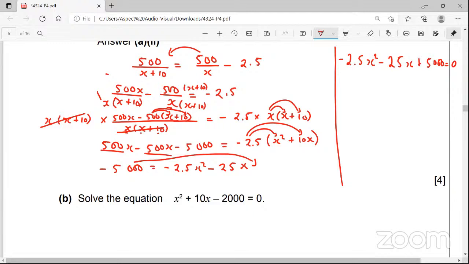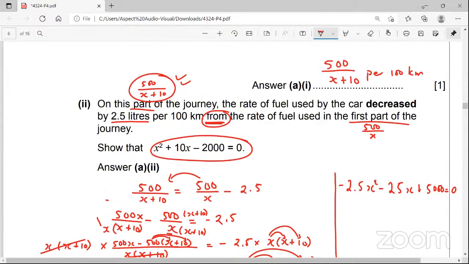But the question is telling me that I must show that it becomes x squared plus 10x minus 2,000. But now here I have negative 2.5x squared minus 25x plus 5,000 is equal to 0. How do I make sure that my x squared has a coefficient of 1? You divide by negative 2.5. Are we together? Because I want the coefficient of x squared to be 1, and it must be positive.